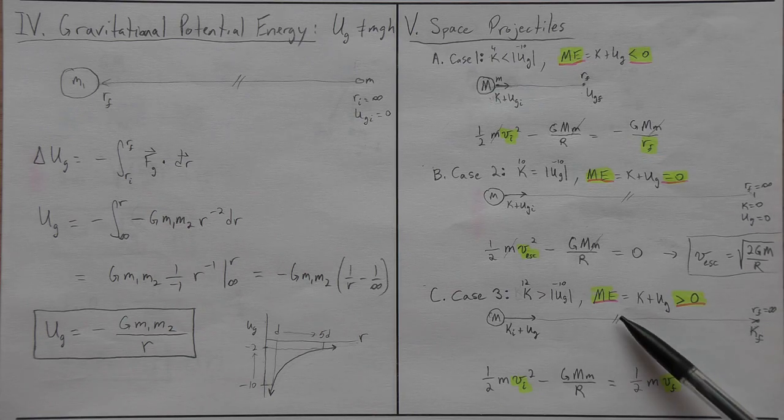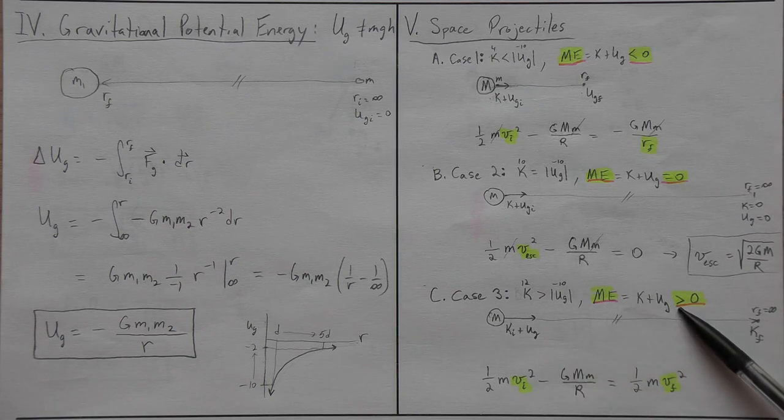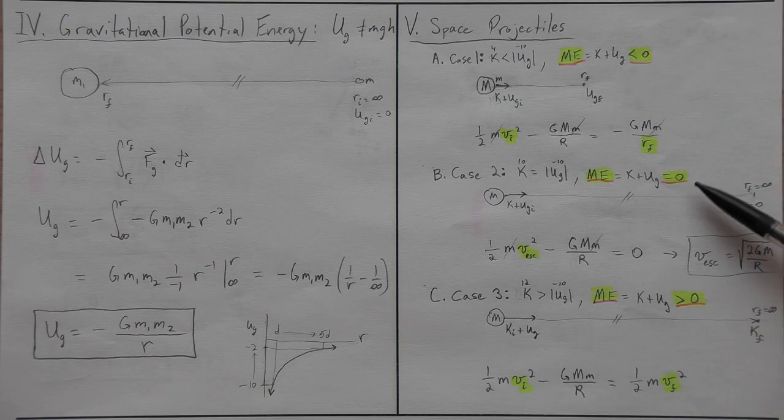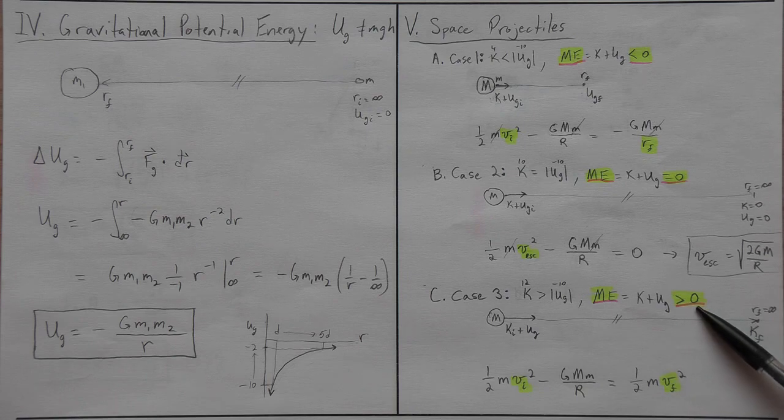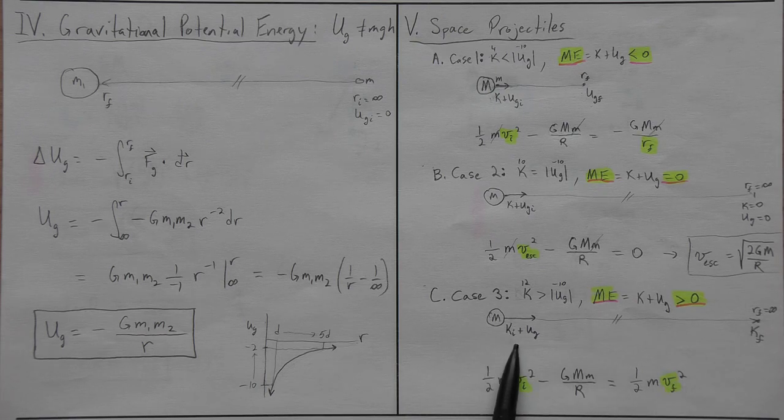So what we realize, first of all, is the mechanical energy is now positive. Negative, 0, now positive mechanical energy. 12 plus negative 10 is positive 2, greater than 0. What we could do is figure out the final speed in outer space when it gets way out here from energy conservation. We have kinetic and gravitational before.